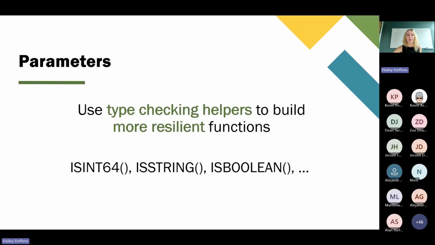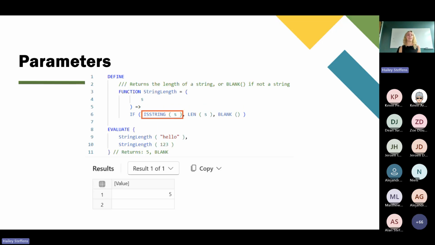I have a quick example here. This is a string length function. So all it does is it checks, is the parameter that's passed in a string? And if it is, it'll find the length of that string. And if not, it'll return a blank. So instead of erroring out, if you put something like I have in the evaluate area, like a 1, 2, 3, instead of erroring out, you can actually account for those different types of inputs this way. So again, this just lets you build stronger functions and lets you build more modular functions.